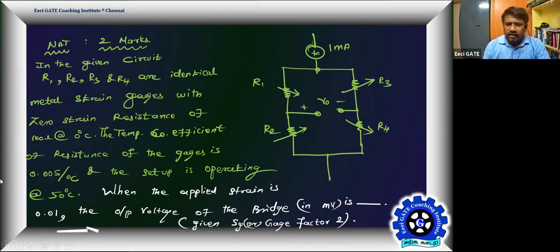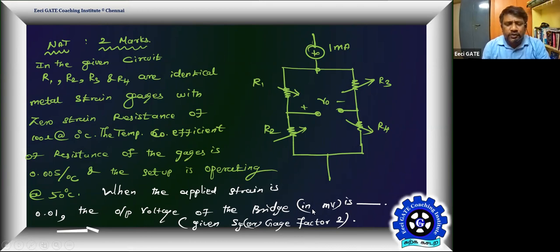All the strain gauges R1 to R4 are identical metal strain gauges with a zero strain resistance of 100 ohm at 0 degrees C. The temperature coefficient alpha is also given for the gauges. Any metal wire subjected to a change in temperature will have a change in resistance through alpha, and the entire setup is operating at 50 degrees C. So we can find the change in resistance of the metal wires due to the change in temperature as well.